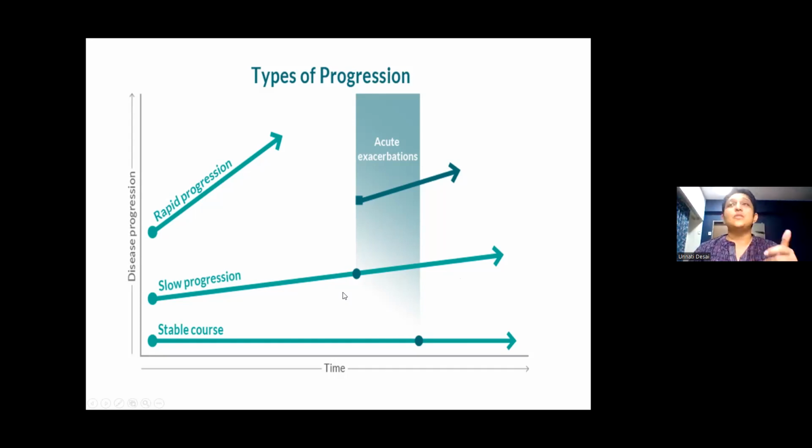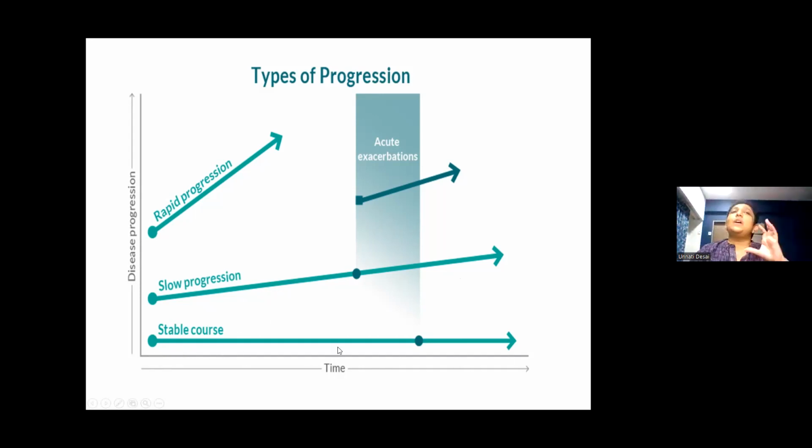They can have uncontrolled diabetes, hypertension. They can be treated for the gastroesophageal reflux disease that they have, and encouraged to continue the pulmonary rehab. Very rarely you may have patients with a stable course.